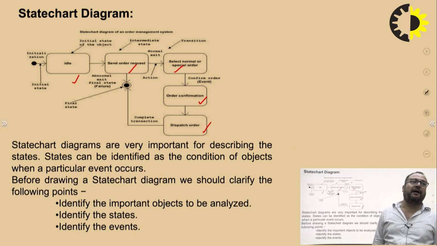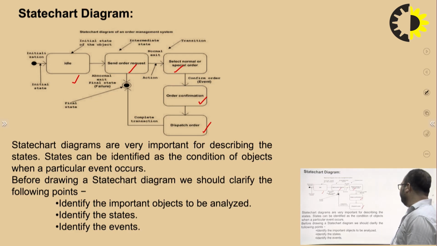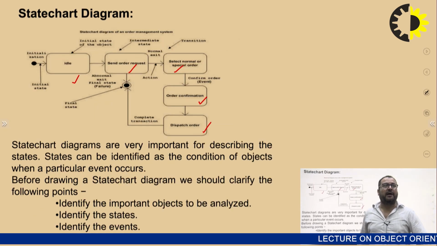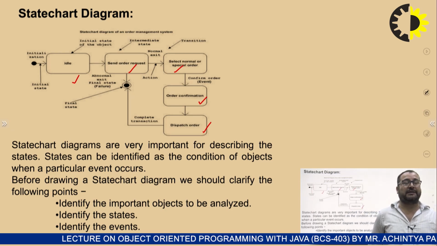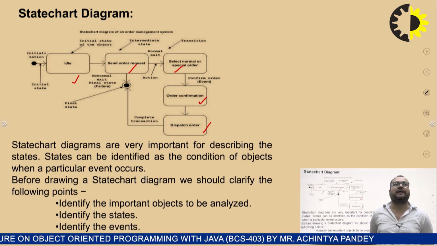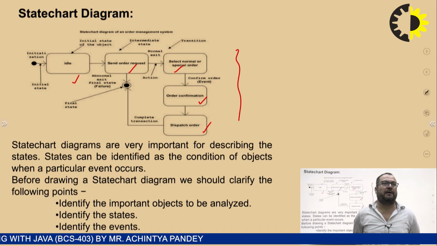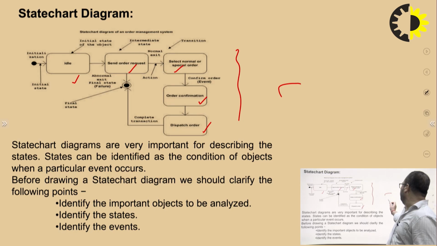Before drawing a state chart diagram, we should clarify the following facts. We must identify the important objects to be analyzed, identify the states, and identify the events. So in the state chart diagram, we have to think about the various steps and states that could be represented with these symbols and notations. This is the representation.